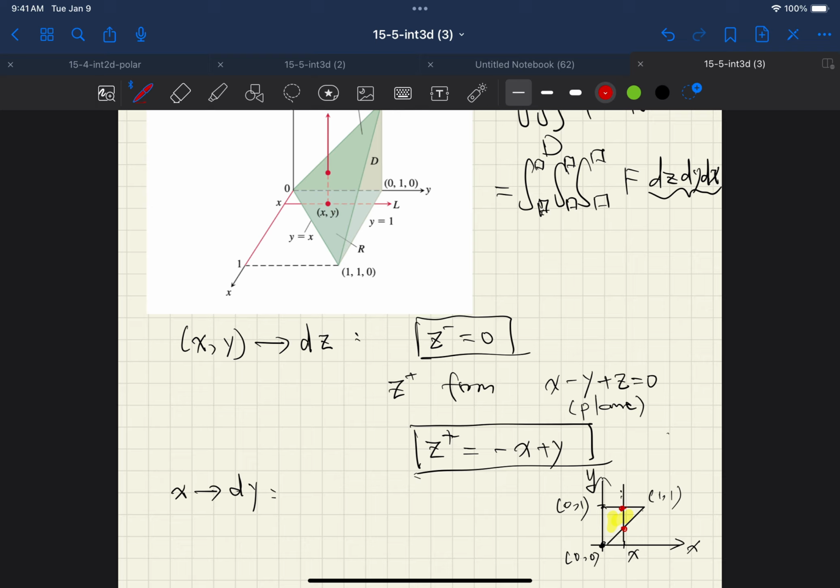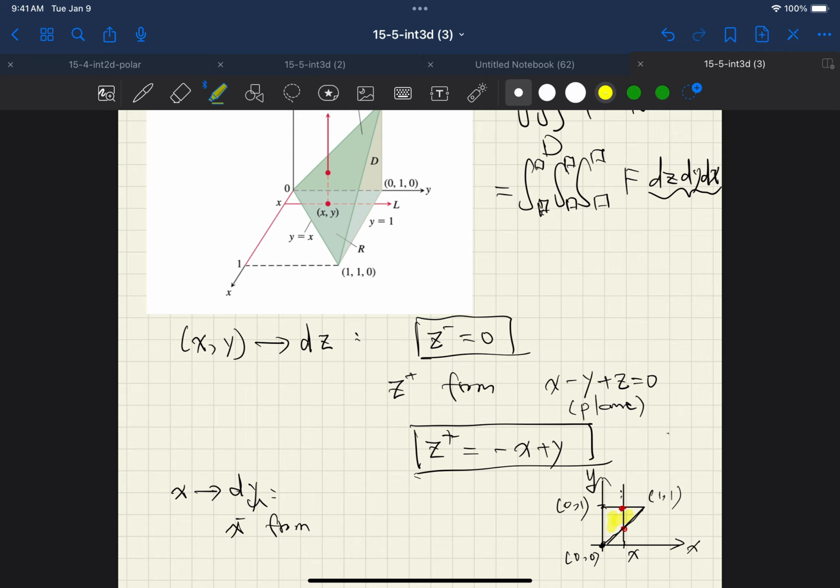So the lower limit is going to be from this line with slope 1, which is y equals x. So lower limit, because it's the y range.